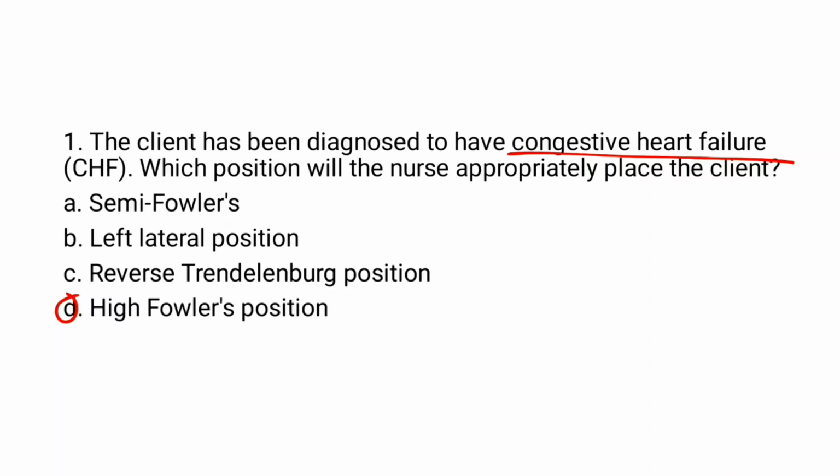The client with CHF is best placed in high Fowler's position. This position relieves dyspnea and reduces cardiac workload. This is very common. Ang position ng patient with CHF is high Fowler's position. Again, CHF, position po ng patient, high Fowler's position.